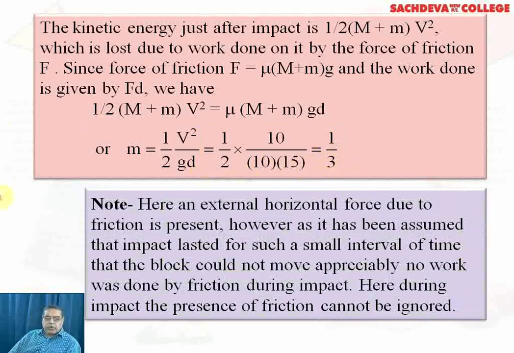Now we come to the next note. An external horizontal force due to friction is present. However, it has been assumed that the impact lasted for a very small interval of time. If the impact lasted for a small time, impulse will be taken as force multiplied by time, and its unit will be Newton second. Now, the block could not move appreciably. No work was done by friction during impact. Here, during impact, the presence of friction cannot be ignored.